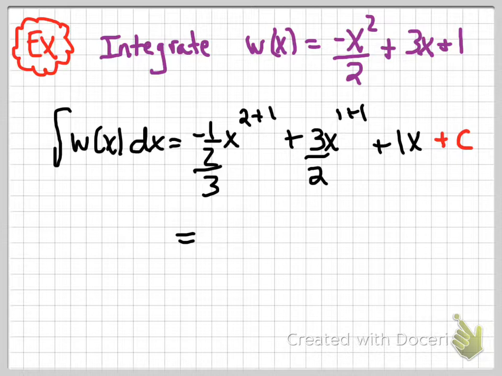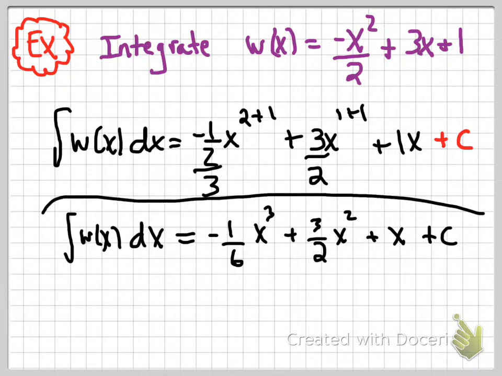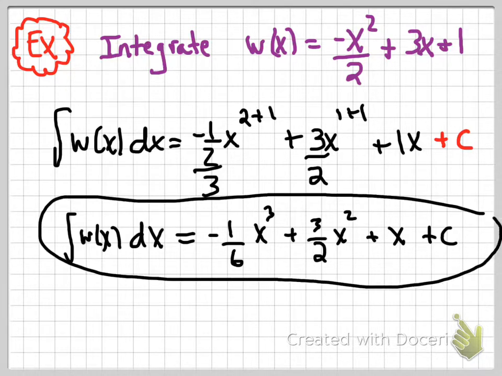Negative a half divided by 3 is negative 1 over 6 x to the third power plus 3 halves times x squared plus an x plus a constant c. And our integral, the antiderivative of w of x dx, equals negative 1/6 x cubed plus 3 halves x squared plus x plus c. And there's my answer.